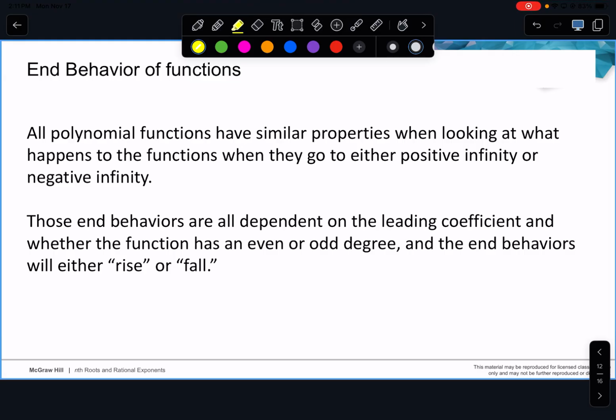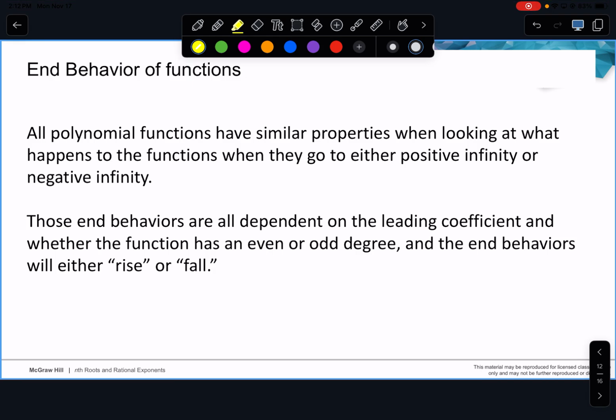Okay, end behavior. This is at the very bottom of the page. No fill in the blank for this part. But all polynomial functions have properties, and when we look at the different properties, we can decide whether the end behavior is going to be infinitely positive or infinitely negative, and we call that rise or fall.